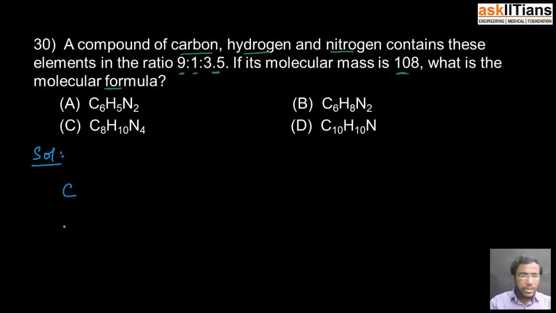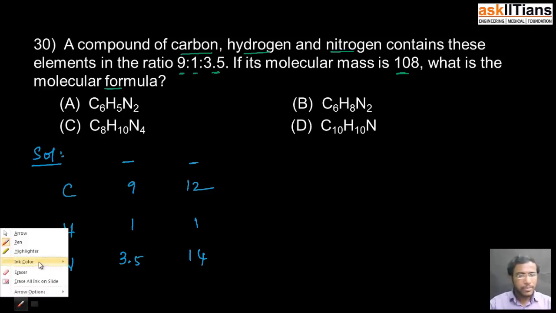So one is carbon, other is hydrogen, and third one is nitrogen. The elements are in the ratio of 9:1:3.5, right? This is the ratio in which the elements are present. If you see the carbon, the atomic mass of carbon is how much? Atomic number is 6, so its atomic mass is 12. Hydrogen atomic mass is 1 and nitrogen atomic mass is 14. So this is the ratio of the elements present, and this column is for their atomic mass.